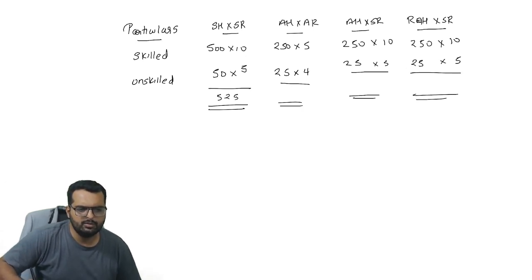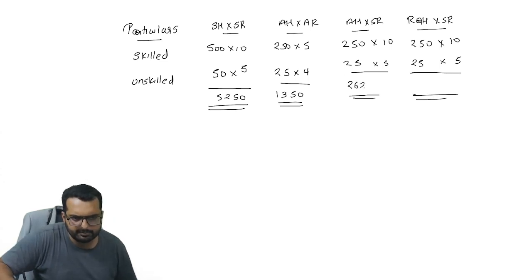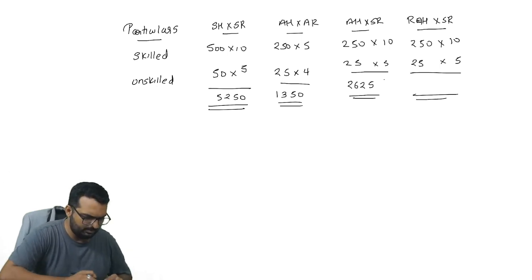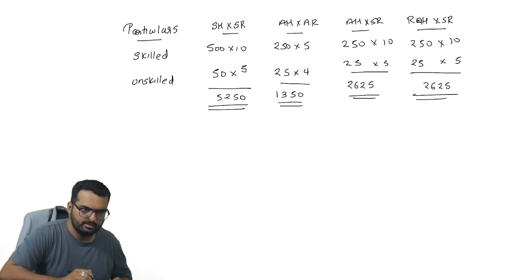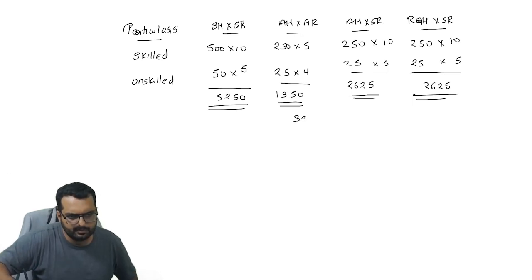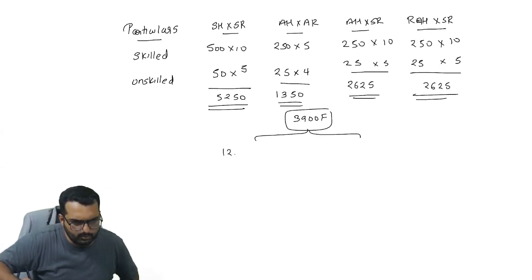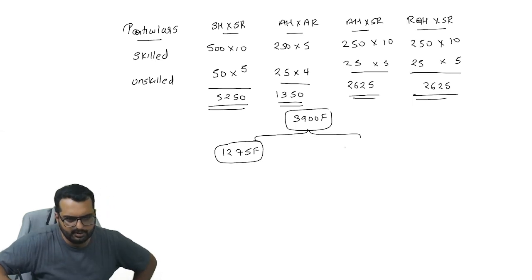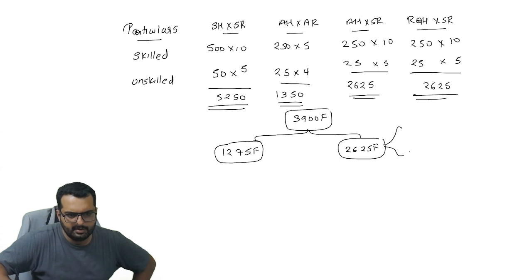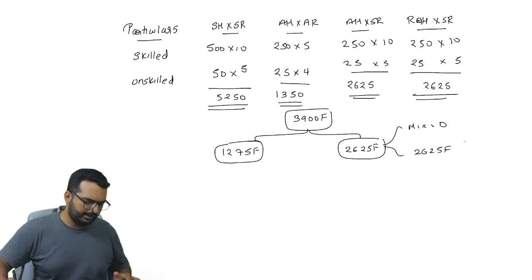5000 and 250, so 5250. 2500 into 2500 plus 125 is again 2625. So you will get the answer as 3900 favorable. Inside this you will have 1275 favorable and you will have 2625 favorable. Inside this your mix will be zero, so your yield will be this amount. Can you write down this in your books now, all of you?